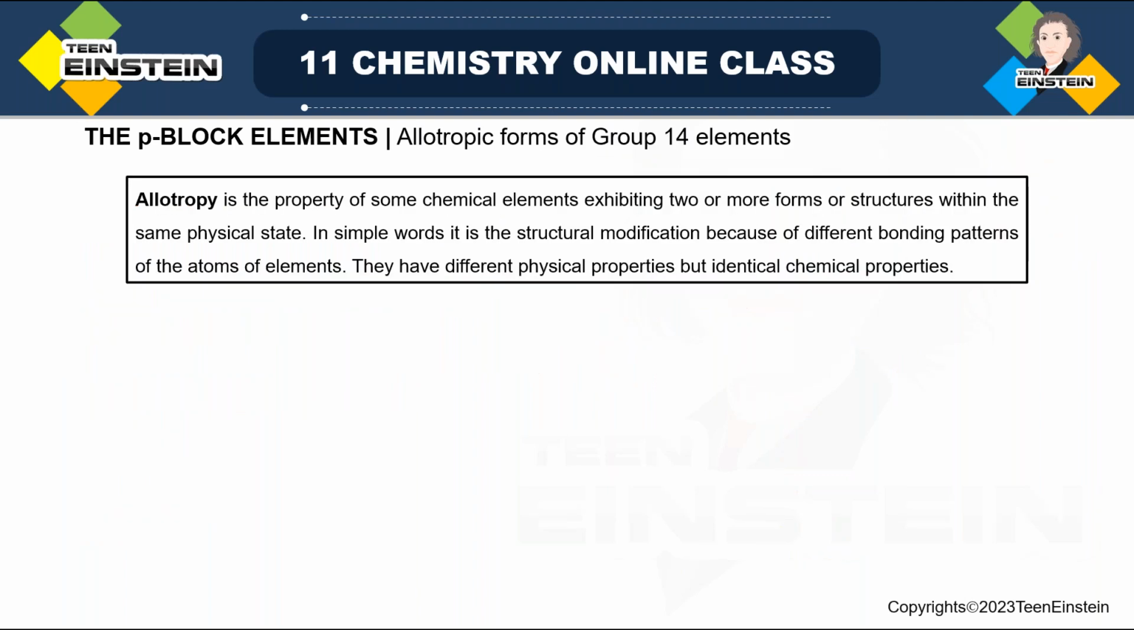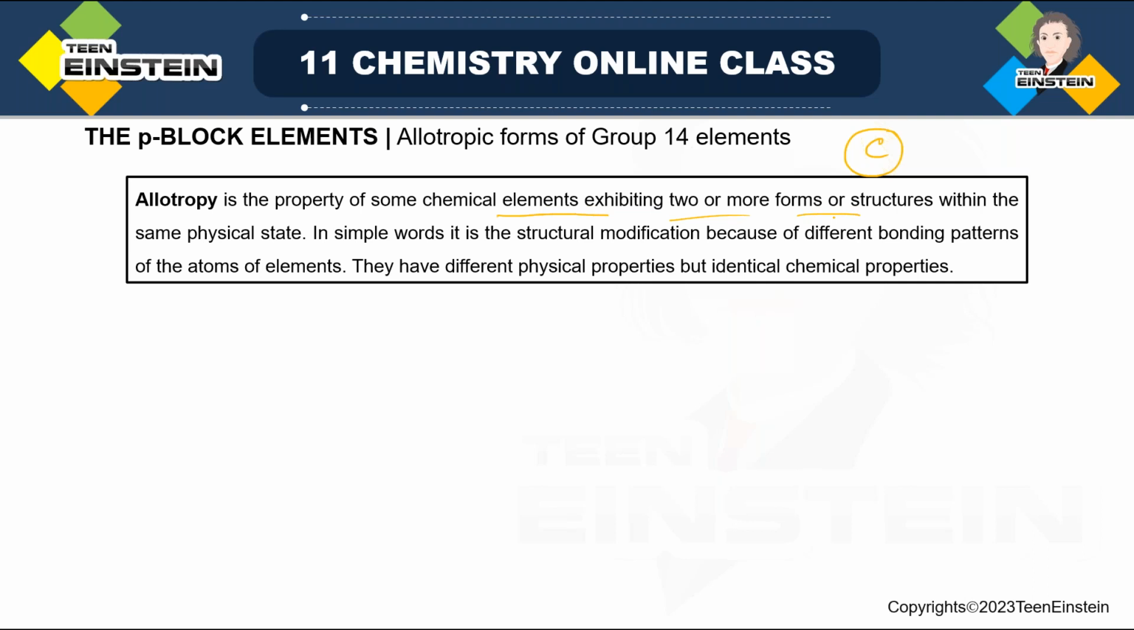Now, after this discussion of problems that are mostly related to oxides and halides, we'll start allotropic forms of group 14 elements. When we are talking about allotropic forms, the most important element is carbon, for which allotropes will be discussed in detail, especially diamond and graphite. So what is allotropy? Allotropy is the property of some chemical elements when they exhibit two or more forms or structures within the same physical state.